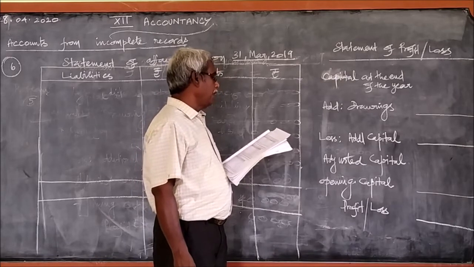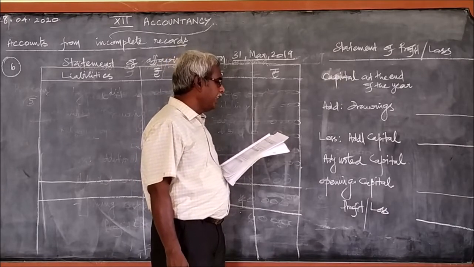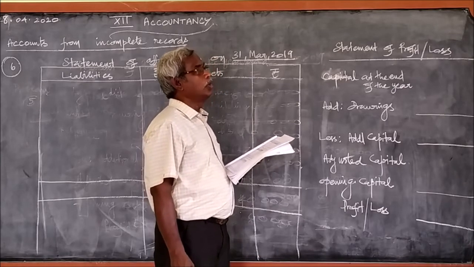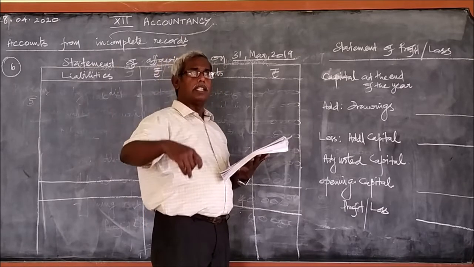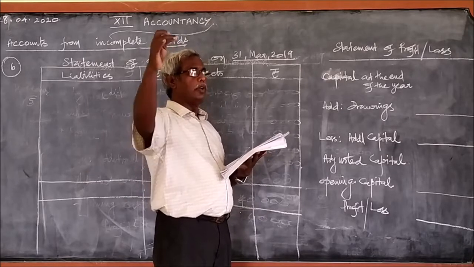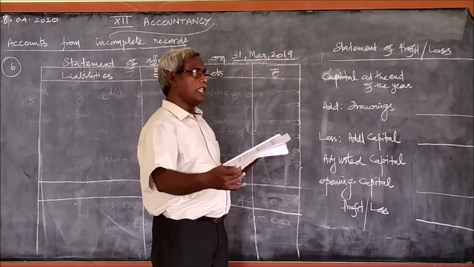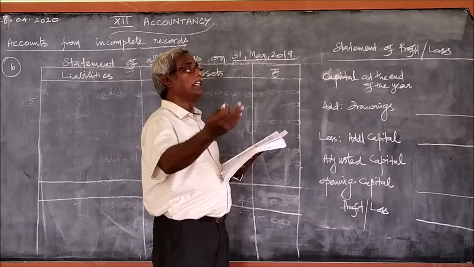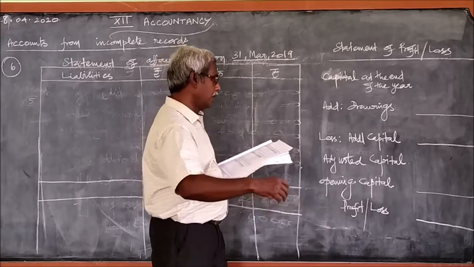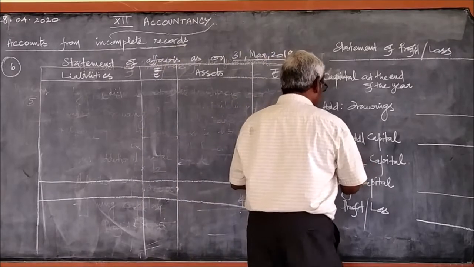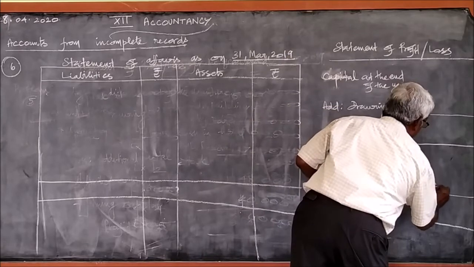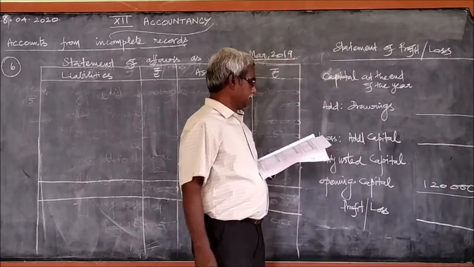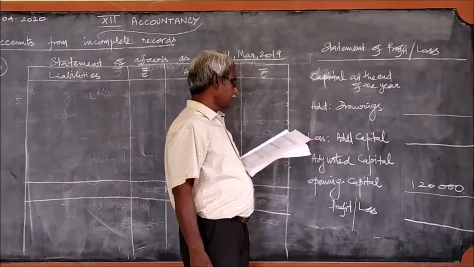Problem number 7, on 1st April 2018, Subha started her business with a capital of 1,20,000. Subha started her business with a capital of 1,20,000 means this is the capital in the beginning of the year or in the beginning of the starting of the business. So it is called opening capital here, 1,20,000. Yes, good. Then the second one.